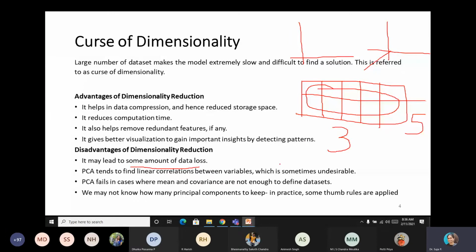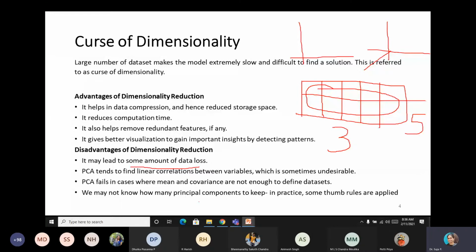And this PCA tends to find linear correlation between variables, which is sometimes not desirable. And also it will fail in cases where mean and covariance are not enough. Actually, this PCA technique is a statistical approach. It uses mainly only mean and covariance, the standard deviation, etc. If those are not sufficient, then this PCA can fail miserably.